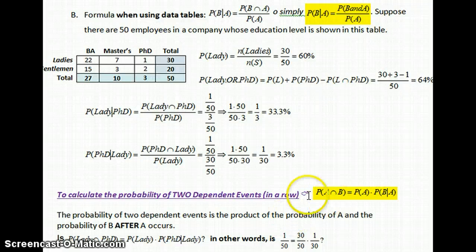So I'm going to leave this question open for you. If this multiplication rule works, then it should work, for example, for the probability of choosing a lady and someone with a PhD, which is 1/50. So the question is, is the probability of lady and PhD the same thing as this product rule, the probability of lady times the conditional probability of choosing someone with a PhD, knowing it's a lady? So in other words, is 1/50 equal to 30 over 50 times 1/30?